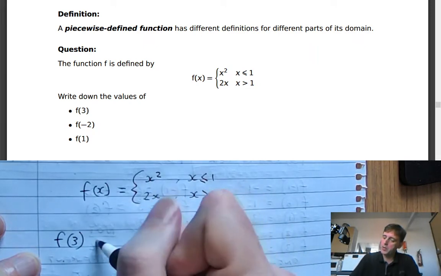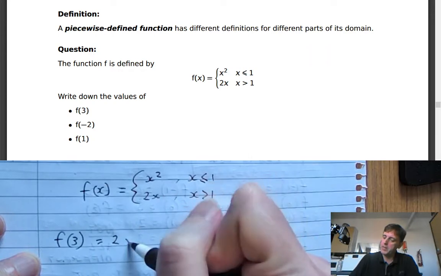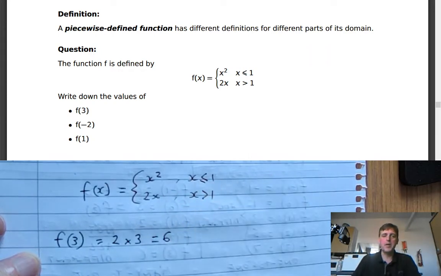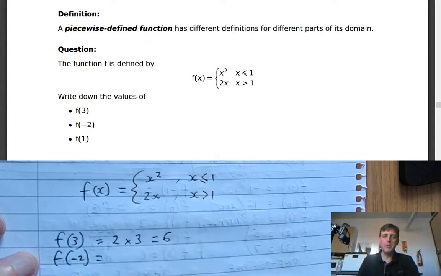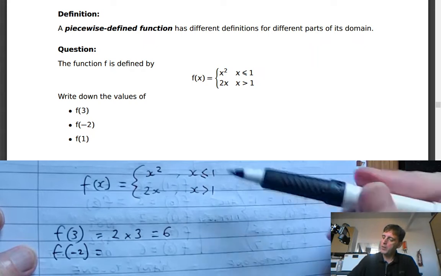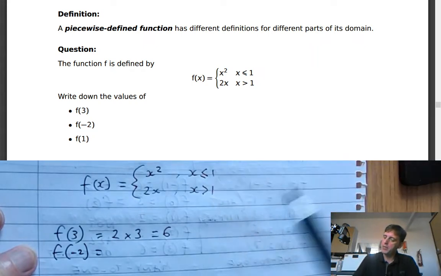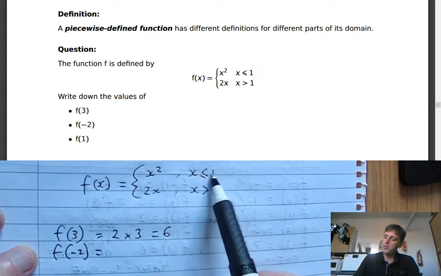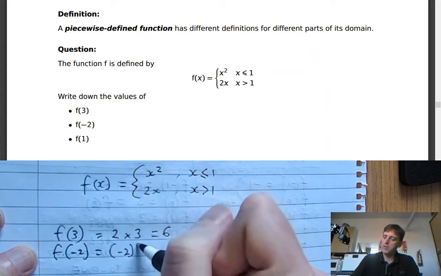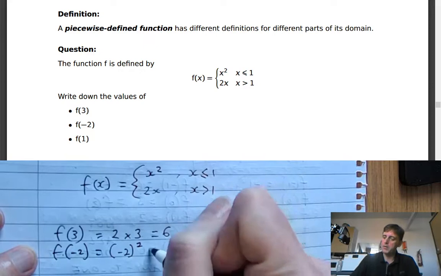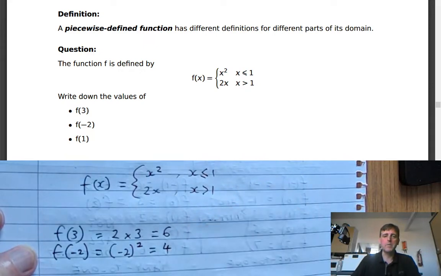So we must take 2 times the input number, 2 times 3, and we get the answer 6, like that. Okay. What about the input number of -2? Well, if the input number was -2, we're looking at which of the rules here. Well, -2 is less than or equal to 1, so we're looking at this rule here. We've got to take our input number and square it. So if we do that, we get the answer 4, like that.